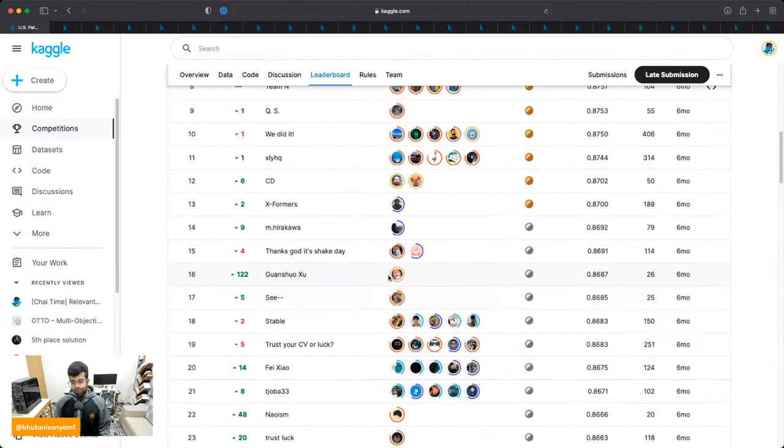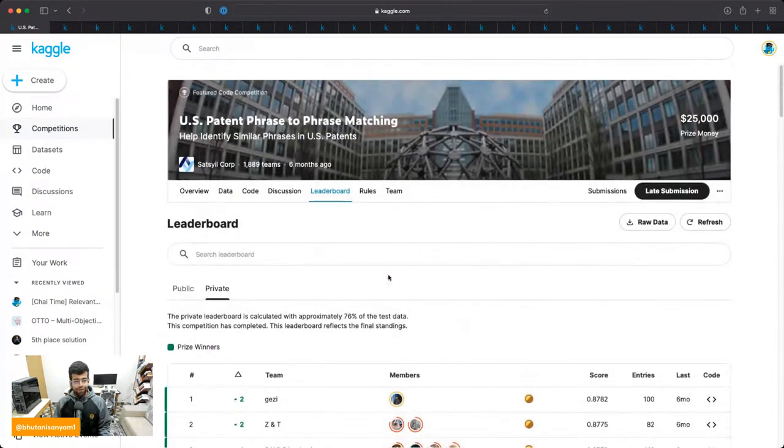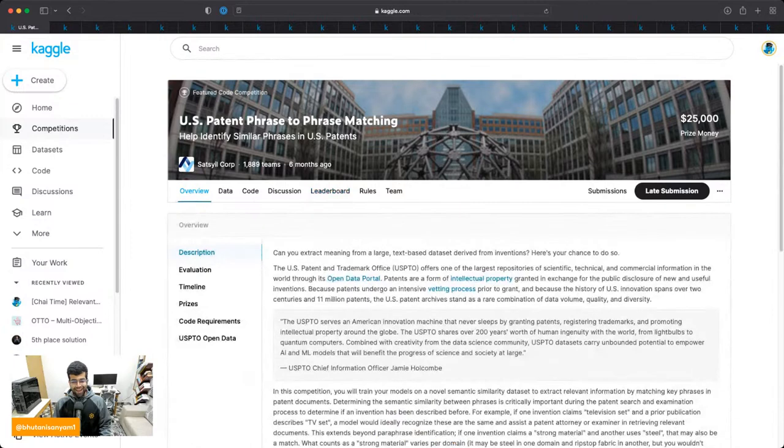We also had Guanshu, who has not shared his solution, so I don't think I'll be able to talk about that. But you can watch that interview. There I asked a lot of stupid questions like, why did you do this? Why did you use this approach? Why did you try this approach? How did you come up with the magic that was there in this competition?